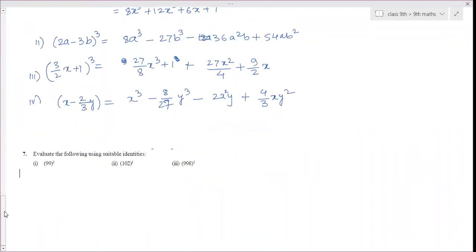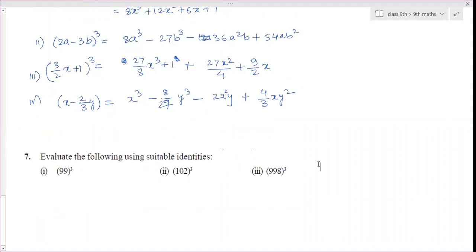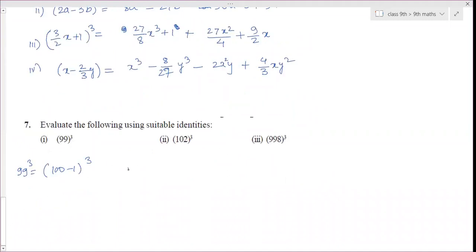Then next is evaluate. The same identity we are using for numbers. So we have to write this in the form of a plus b or a minus b whole cube. So 99 cube we can write as 100 minus 1 whole cube. So the value of a is 100, b is equal to 1. So that is equal to a cube plus b cube plus 3ab into bracket a plus b.